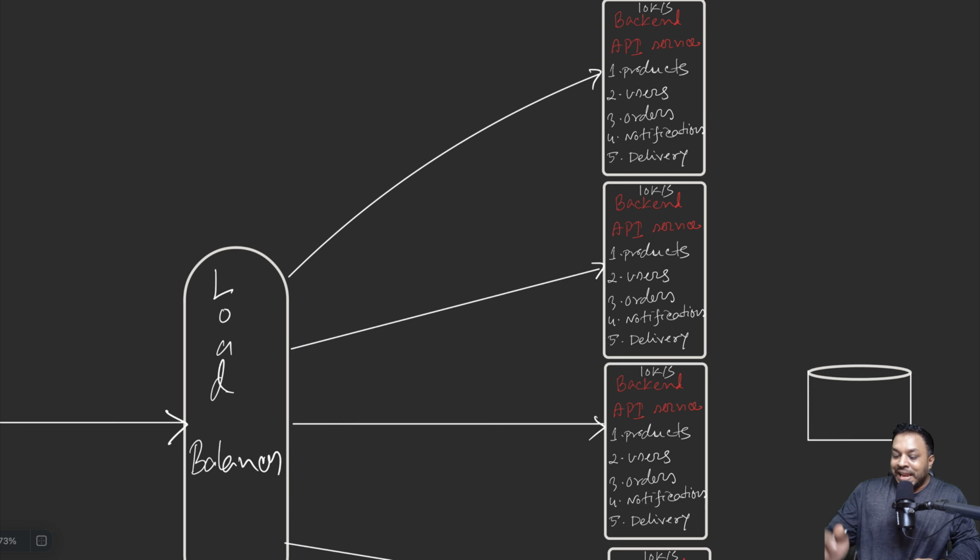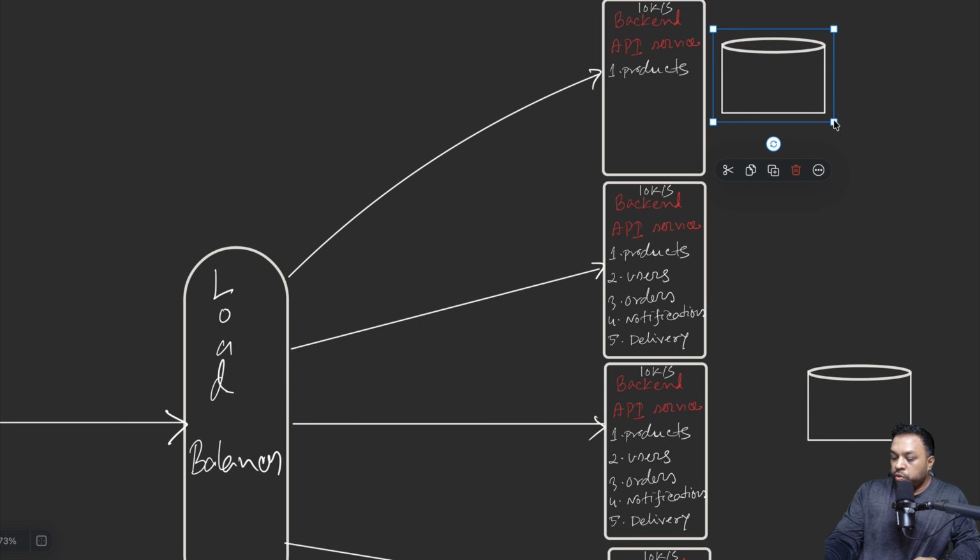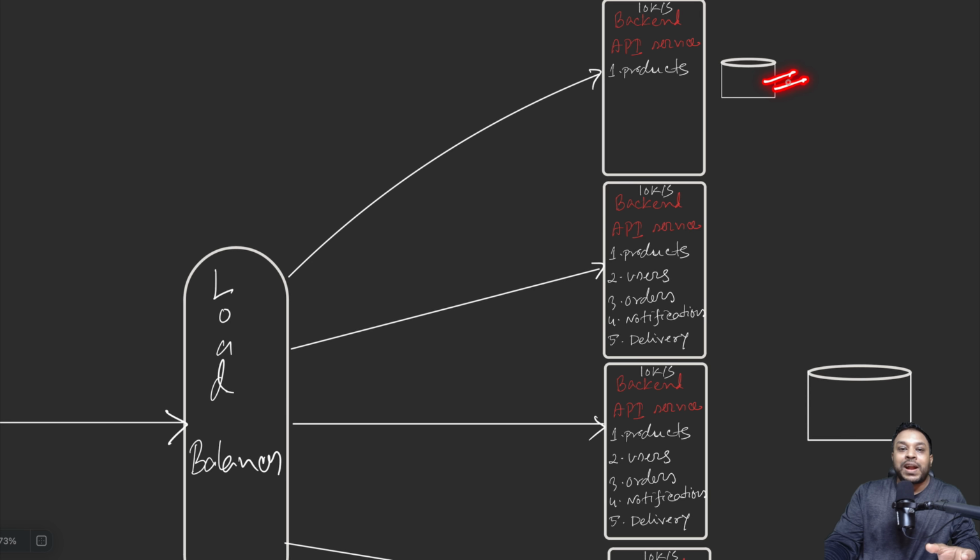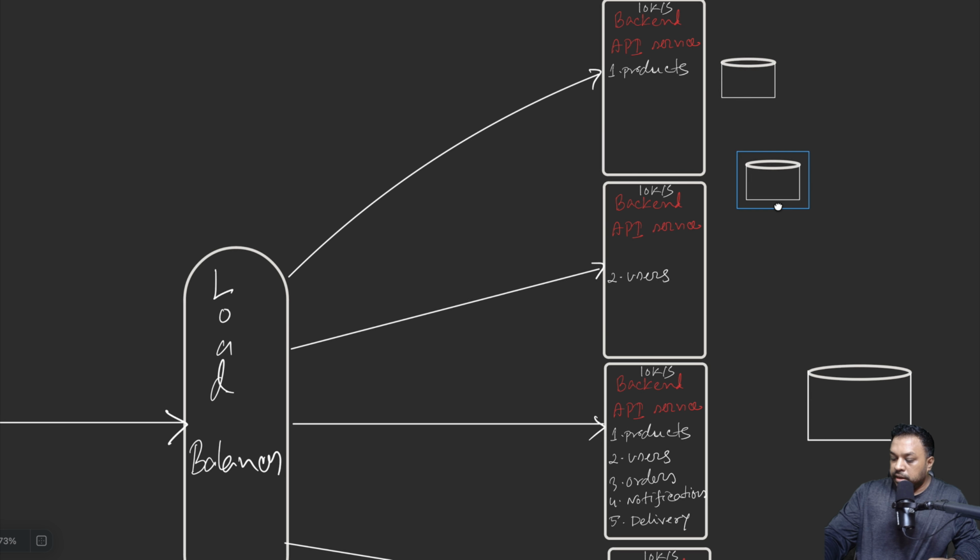Okay, so let's do that. Let's make it a microservice architecture. So here we shall have only products. We shall remove the rest, and it will have its own database. This database will only hold the product related tables. Same for this service. We'll remove everything except the users, and it will have its own database, with its own tables.